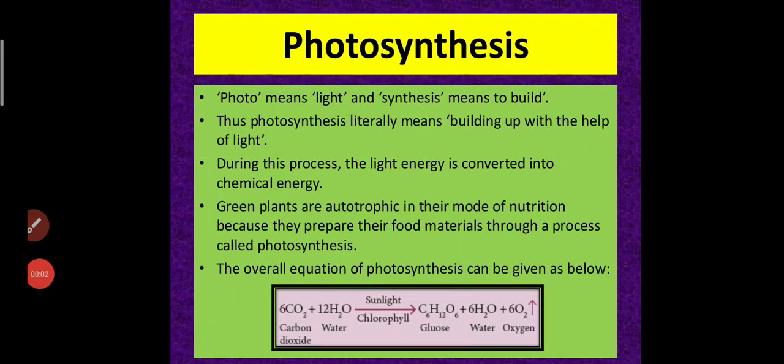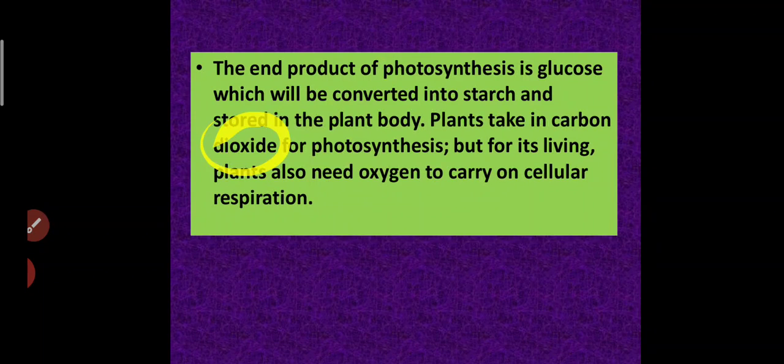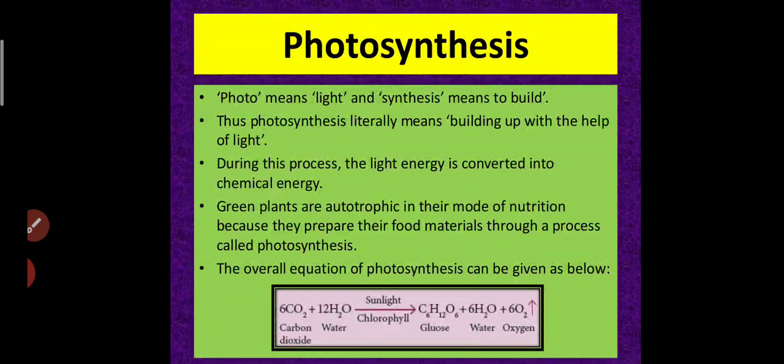What does this photosynthesis mean? Photo means light, synthesis means to build the food. So photosynthesis literally means building up with the help of light. Okay. So here, what happens during this process? The light energy is converted into chemical energy. What is photosynthesis? Light energy is converted into chemical energy.